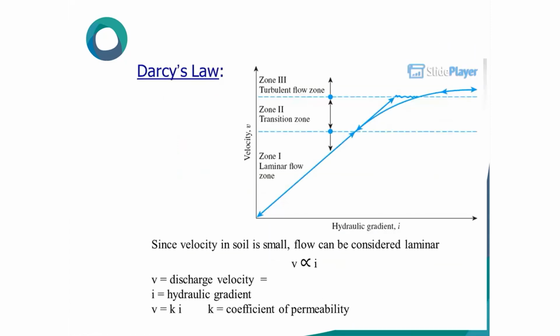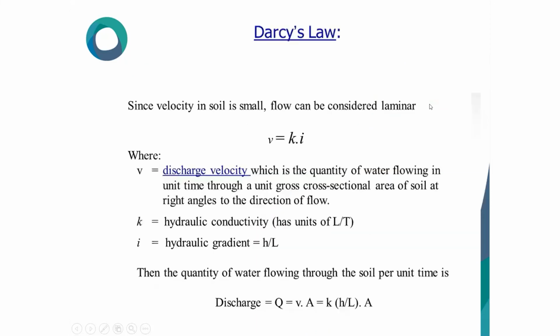So that's why Darcy's law applies. The velocity is proportional to the hydraulic gradient. In zone 1, it will be laminar flow. In zone 2, it becomes transition. In zone 3, it becomes turbulent. This is Darcy's law, V equals K into i. The discharge velocity of the flow can be considered. So this is the velocity.